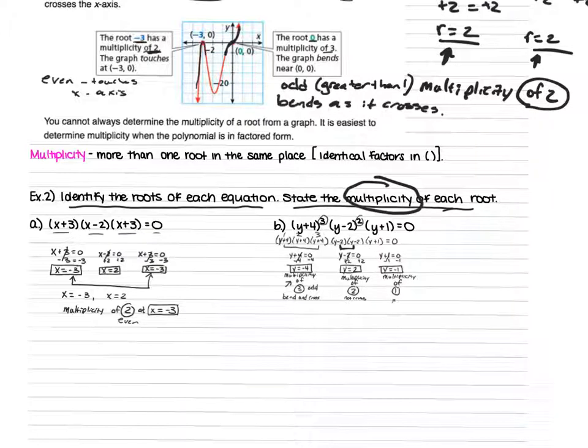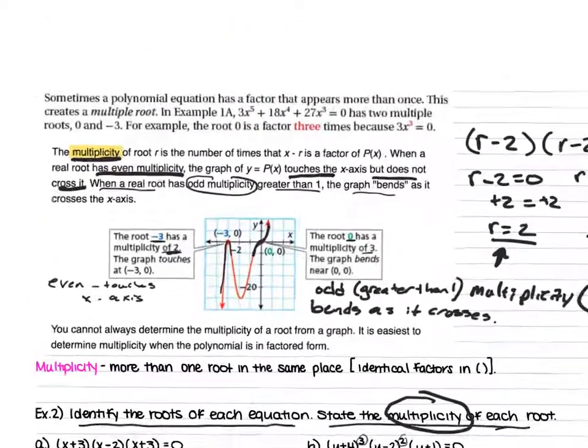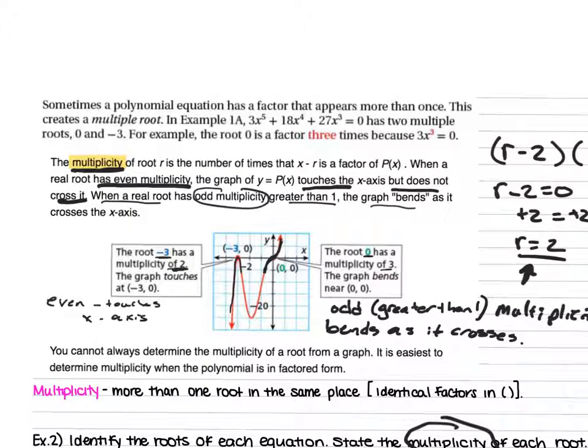Yes, ma'am? What does it do when it's even for the graph? So look right up here. So when it's even, where'd it go? When a real root has an even multiplicity, the graph touches the x-axis but does not cross it.